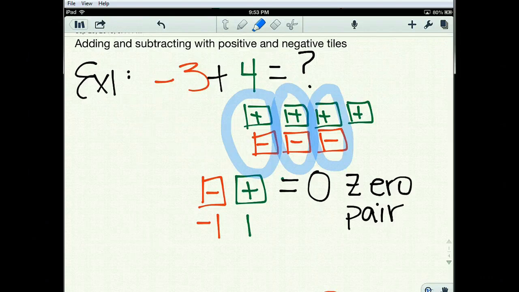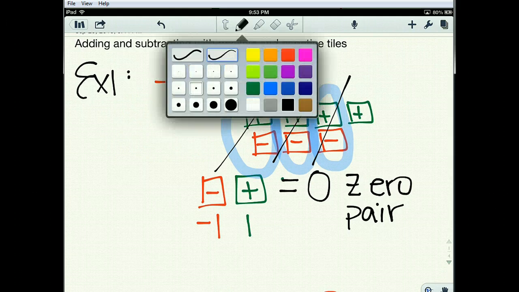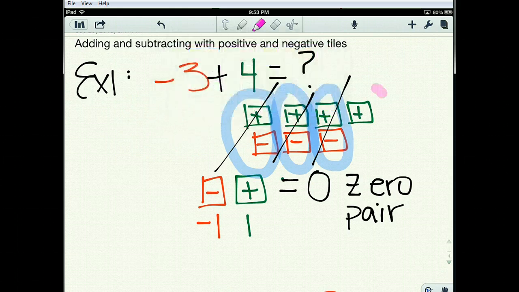Now, since I made 3 zero pairs, these are all basically going to get canceled out, because remember what I mentioned at the beginning, zero pairs are equal to 0. So I was able to cancel those out. They're not there anymore. And what I'm left with is my answer. So right now, I am left with a positive tile, only one. So my final answer to this is -3 plus +4 is equal to +1. That is my answer to that.